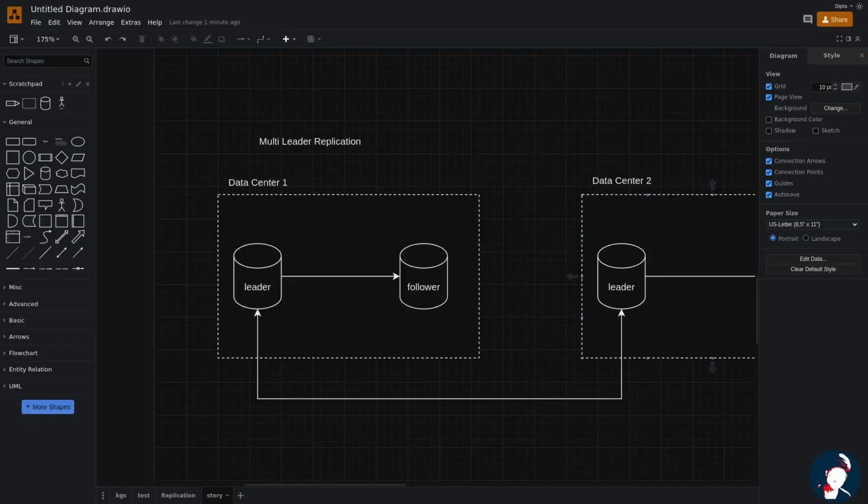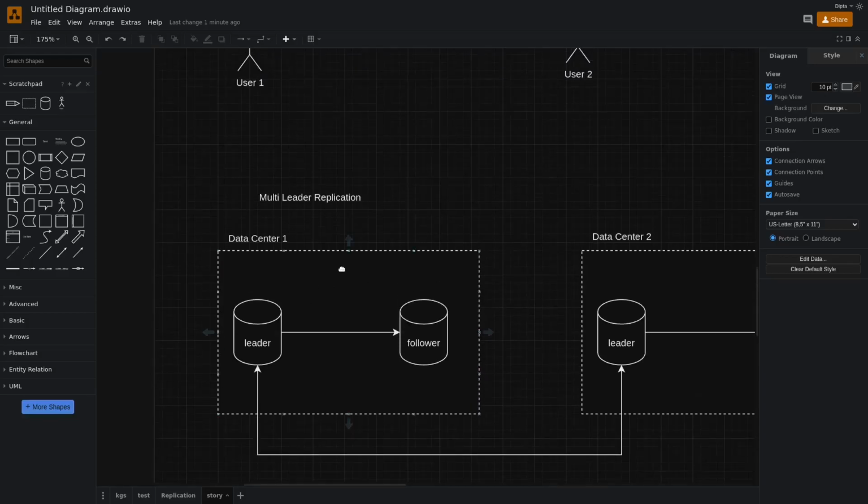Now let's talk about multi-leader replication. So what is multi-leader replication? Unlike single-leader replication, in multi-leader replication we have multiple nodes that can accept writes. Those nodes in turn are going to have followers. So why might we need multi-leader replication?